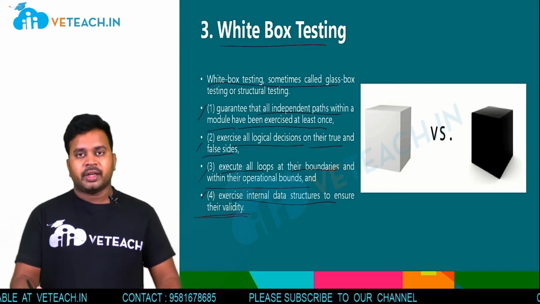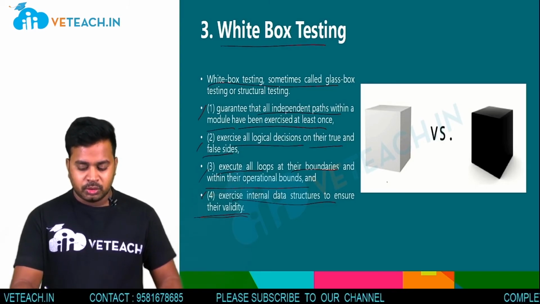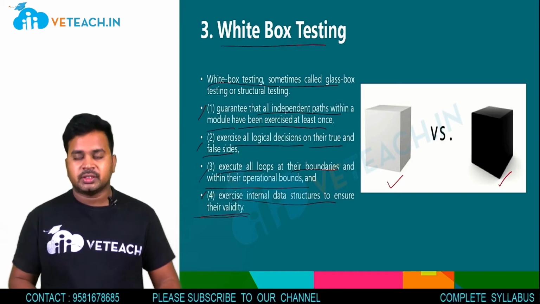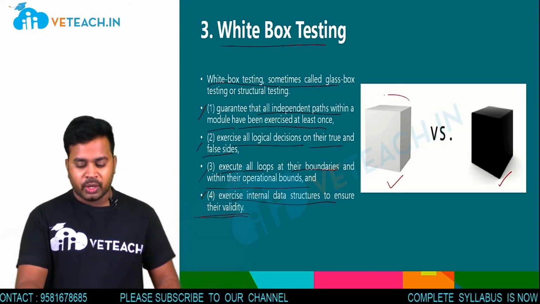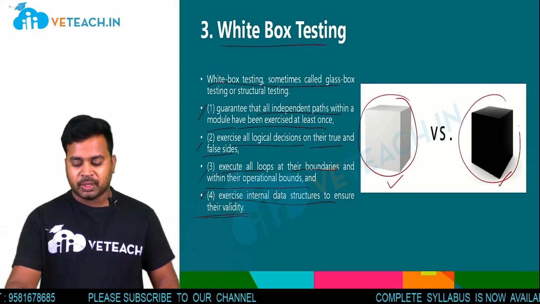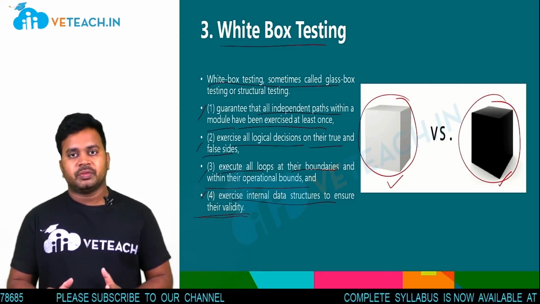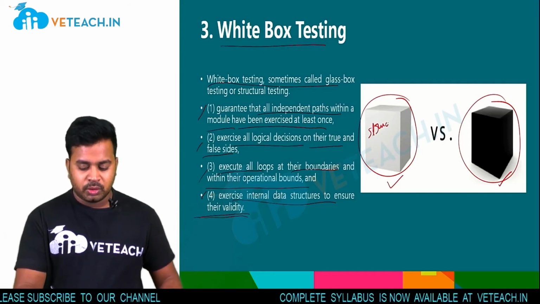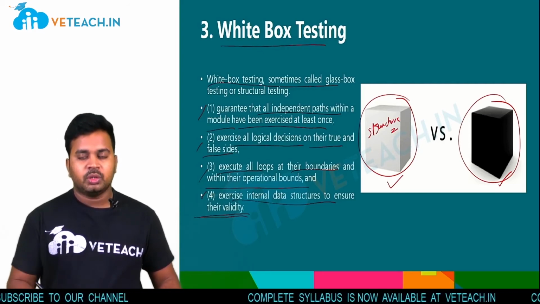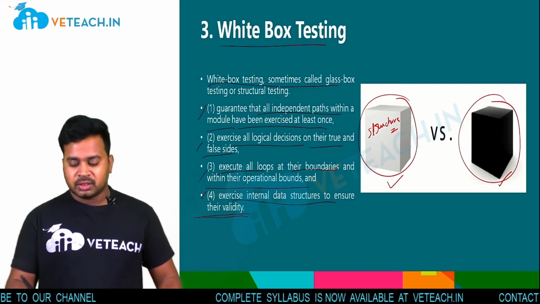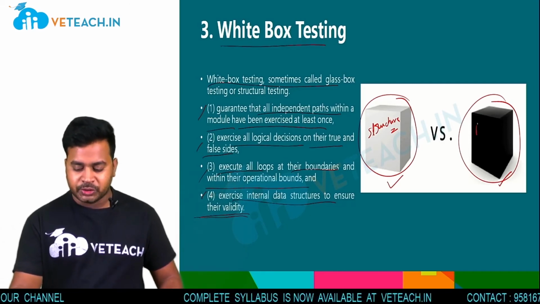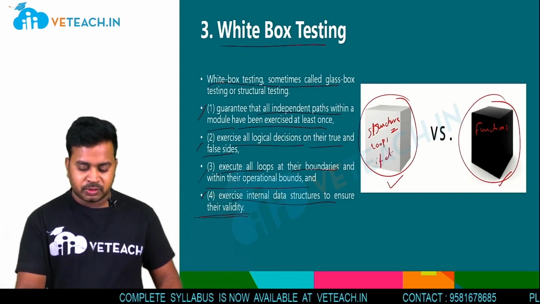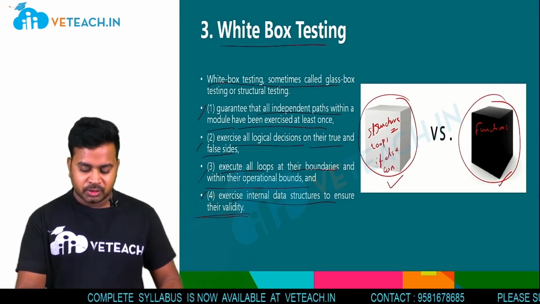On the right side you can see the diagram. On the left side is white box testing, and on the right side is a black box. The difference is that in white box testing you test the internal structure of the code, whereas in black box testing you test the functions. Here you will be testing loops, if else statements, and control statements.